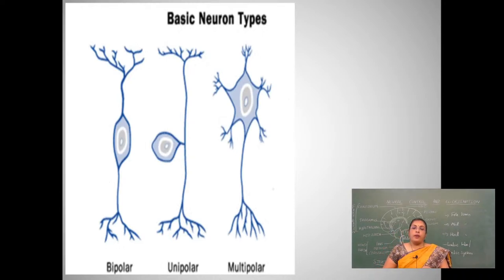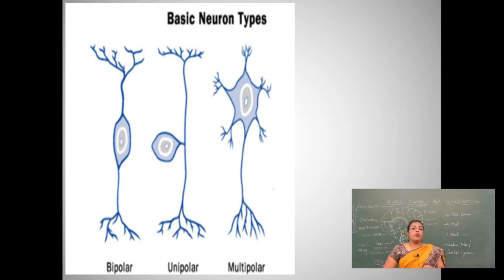Basic neuron types based on their processes: we have bipolar, unipolar and multipolar. Bipolar, bi means two processes arise from the cell body, one is a dendrite and the other is an axon. These bipolar neurons are seen in the retina of the eyes. In a unipolar neuron, one process arises from the cell body and divides into dendrites and axon, seen during the embryonic stage.